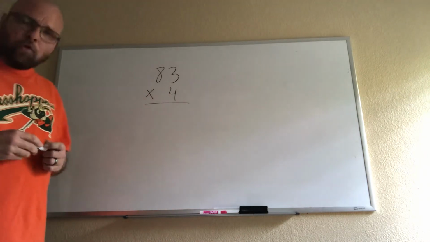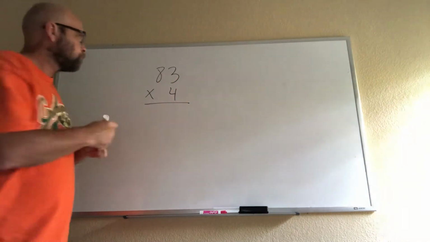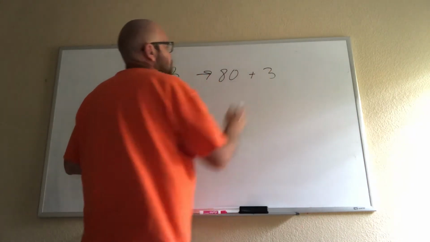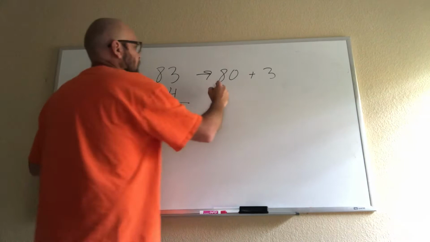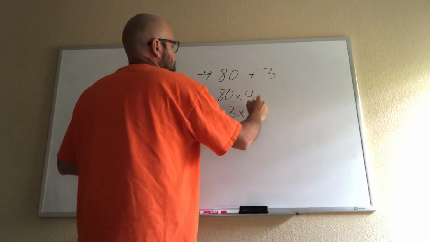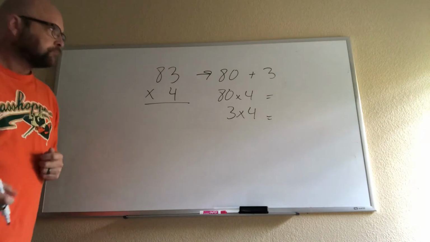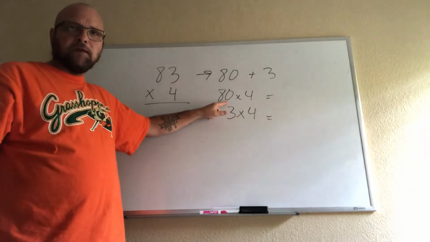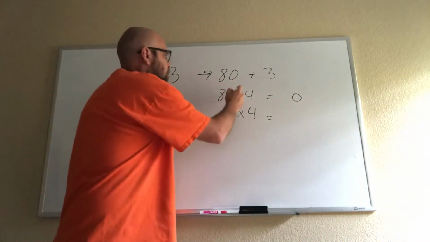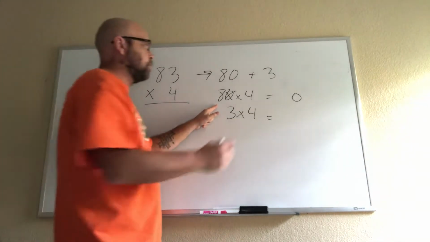Now, one way you can do it is you can break it into expanded form. So I can make 83 80 plus 3, which means I would multiply 80 times 4 and 3 times 4, and then I would add these two products together. Now, if I have a 0 in my ones place, all I have to do is move that over. And then all I'm left with is 4 times 8, which if you have a multiplication table, you can see is 32.